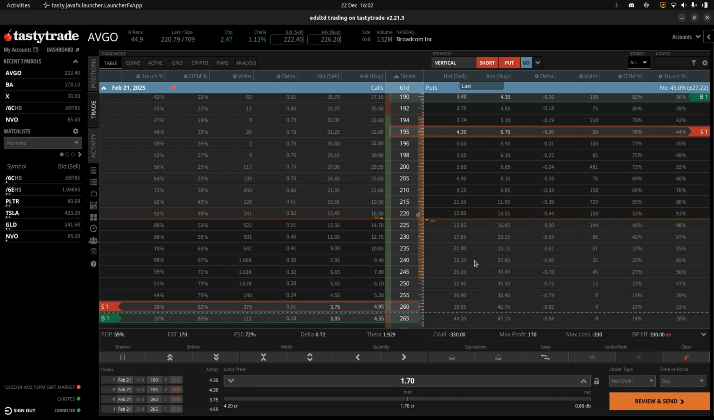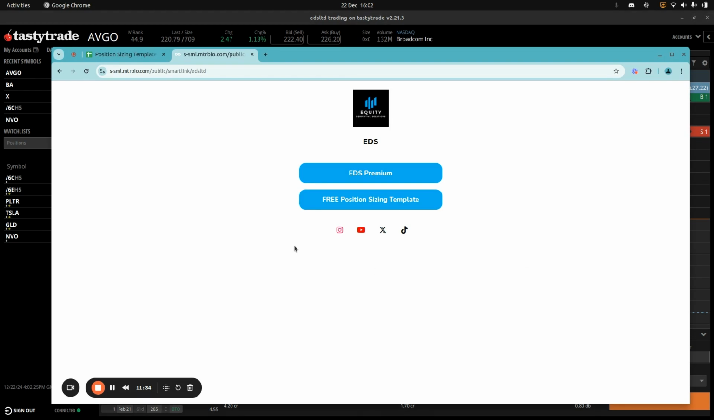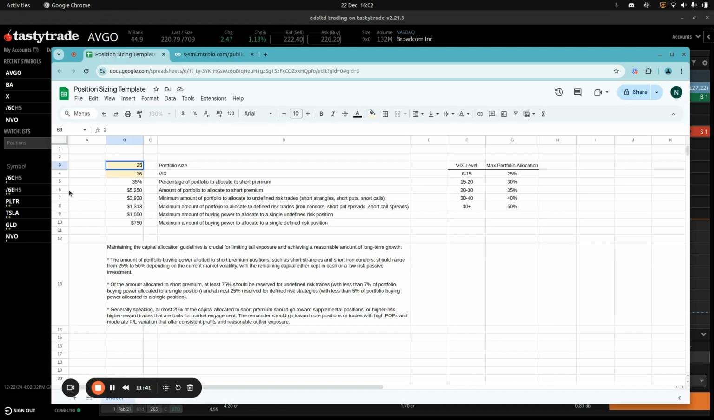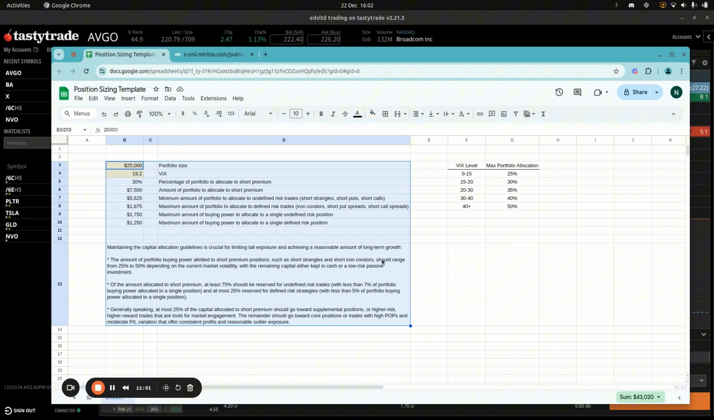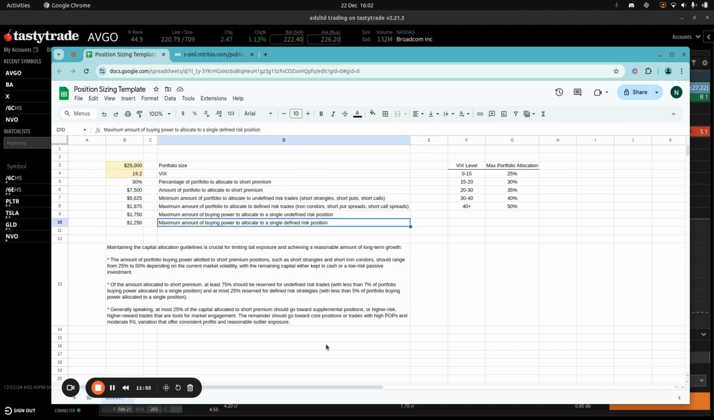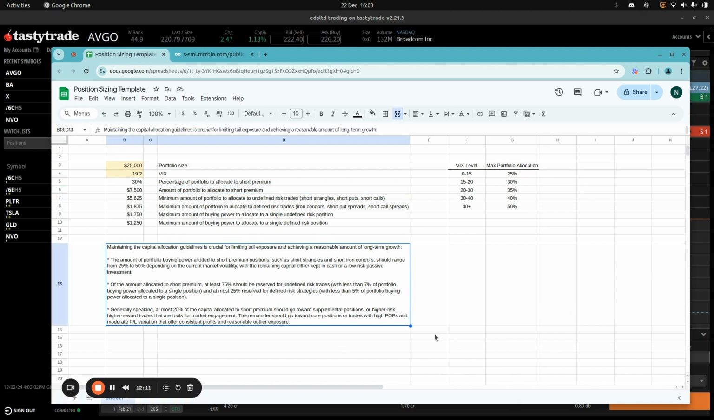But it just depends on where you are at in your portfolio and how much money you have to play with. Now, how much buying power should you be allocating to your positions? Well, in order to know that, we've created a free position sizing template. The link is in the description. And the way it works is you enter in the size of your portfolio. So let's say if it's $25,000, you'll then enter in whatever the current VIX level is, say if it's 19.2. Below that, everything will be automatically calculated for you. And at this point, you simply just need to use this information to form the backbone of your portfolio. It will tell you the maximum amount of buying power that you should be allocating to any single defined risk position, undefined risk position, how much of your portfolio you should be allocating to short premium strategies in general. And there's also an explanation of how everything works here.